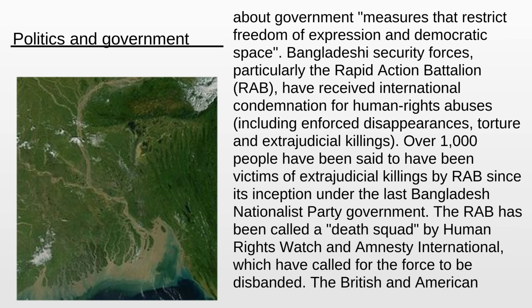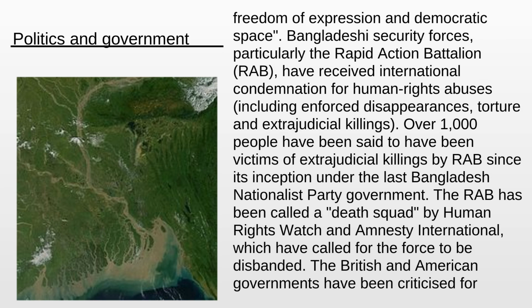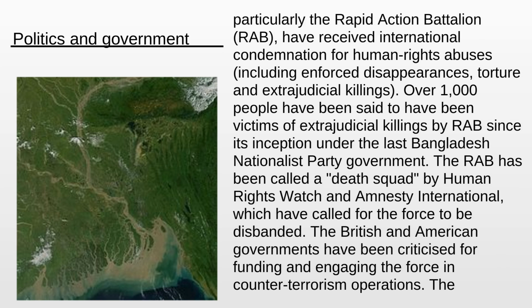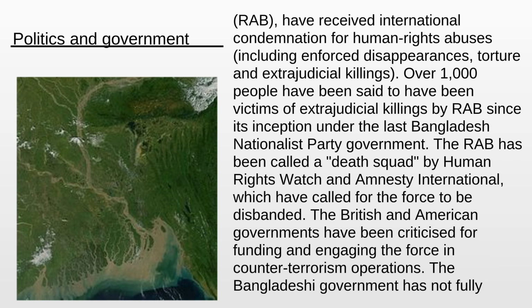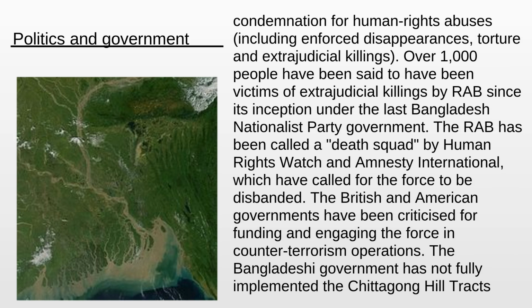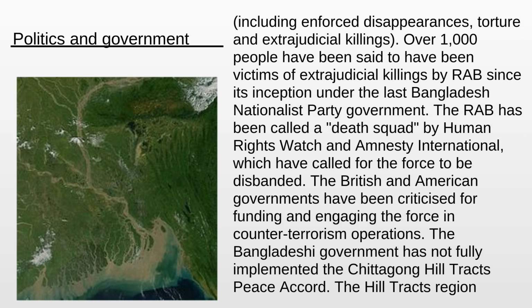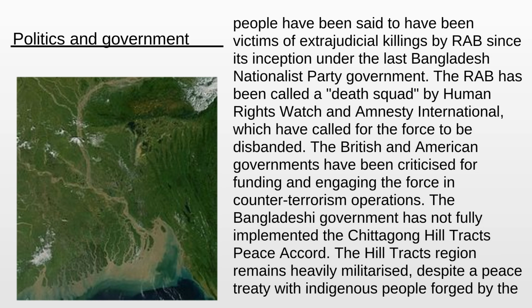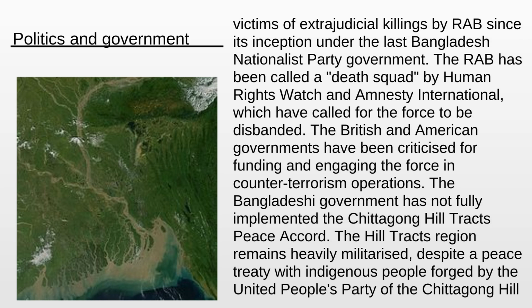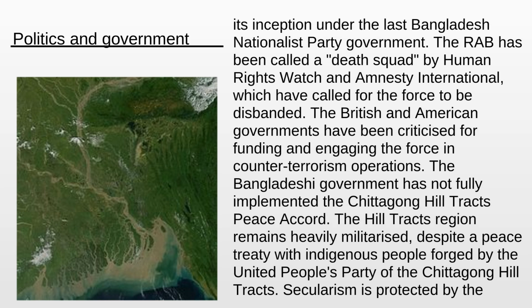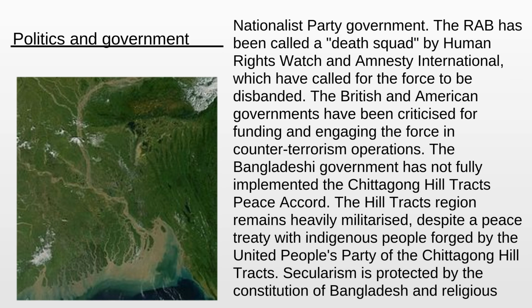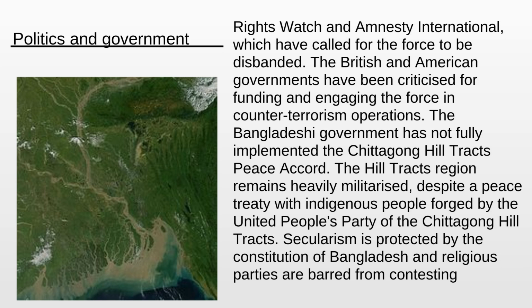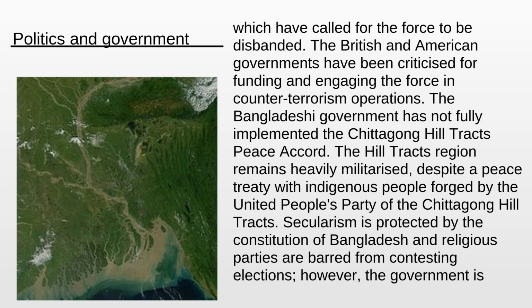Bangladeshi security forces, particularly the Rapid Action Battalion, RAB, have received international condemnation for human rights abuses, including enforced disappearances, torture, and extrajudicial killings. Over 1,000 people have been said to have been victims of extrajudicial killings by RAB since its inception under the last Bangladesh Nationalist Party government. The RAB has been called the death squad by Human Rights Watch and Amnesty International, which have called for the force to be disbanded. The British and American governments have been criticized for funding and engaging the force in counter-terrorism operations.